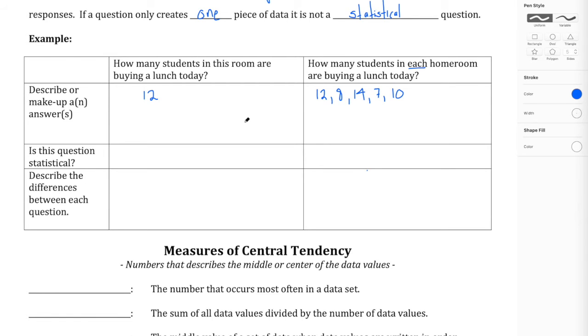So using our definition from above, is this question statistical? No. There's one piece of data that's created. Is this question statistical? Yes, it created multiple pieces of data. So again, the key difference, this created one number or piece of data. This question created multiple numbers or pieces of data. So that's really the essence of a statistical question versus a non-statistical question.